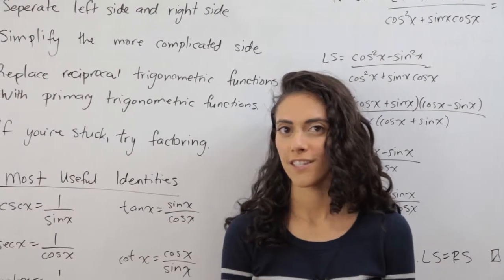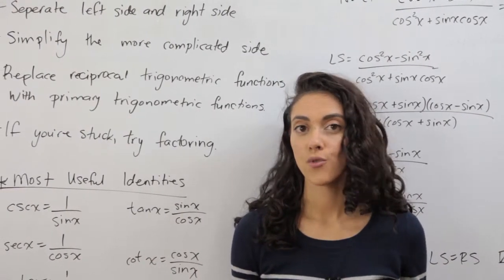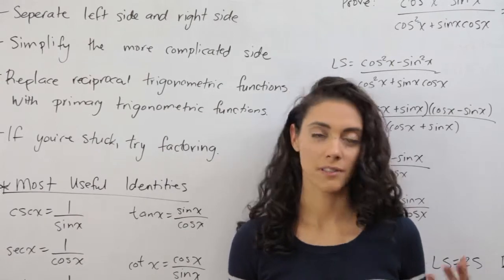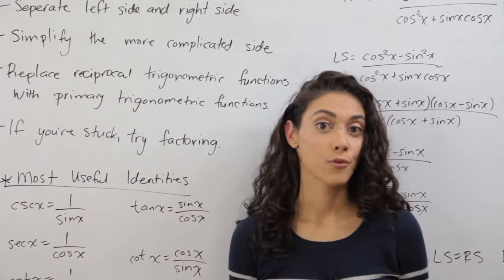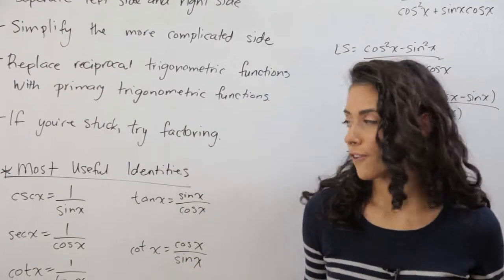Identities. So first off, what's an identity? It's an equation that is true no matter what you plug in for the variable. Left side always equals right side no matter what. So with trigonometric identities, we're going to prove left side equals right side with trig functions.